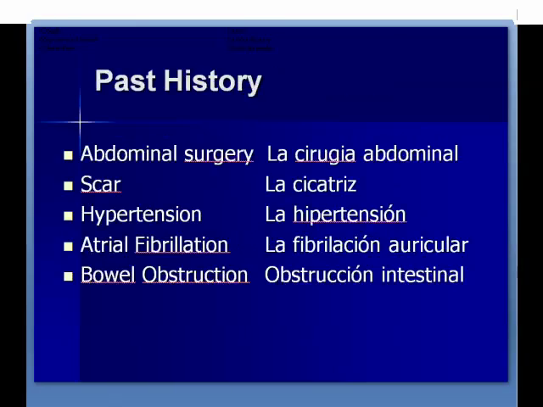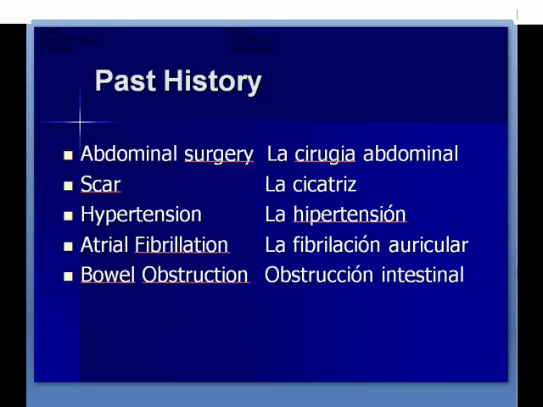So, going over some useful past history. Abdominal surgery. La cirugía abdominal. Scar. La cicatriz. So if you have a patient that has a visible scar but denies any past surgery, you can ask them about their scar.